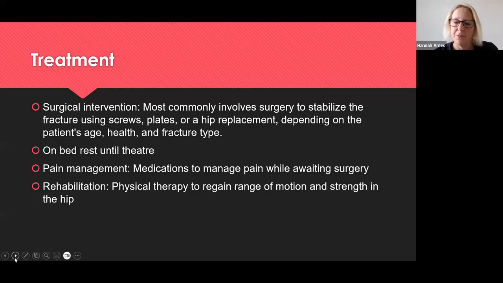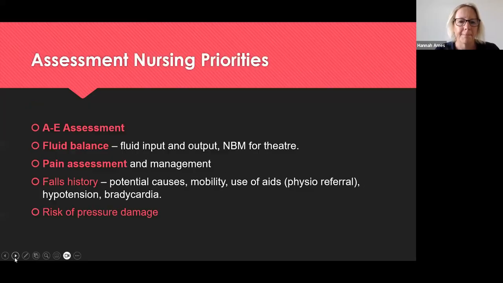Pain management is very important. We need to ensure they have good pain relief while waiting for surgery, and then rehabilitation. So making sure that they get their physical therapy, and on that first day post-op, patients can get up and start to mobilise. We want to be getting them back into mobilising and regaining strength as quickly as possible.